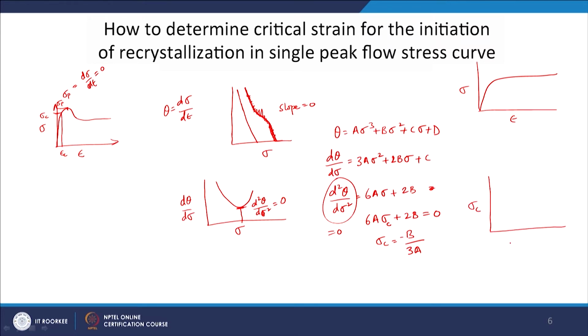Another interesting thing is, if I plot sigma c as a function of z, you will get a straight line. That means at different Zener-Holomon parameter, if I increase the Zener-Holomon parameter, my critical stress to initiate recrystallization also goes up. As you can understand, as I am increasing the z, I am increasing the strain rate and reducing the temperature, so obviously my critical stress to initiate recrystallization will keep going up.